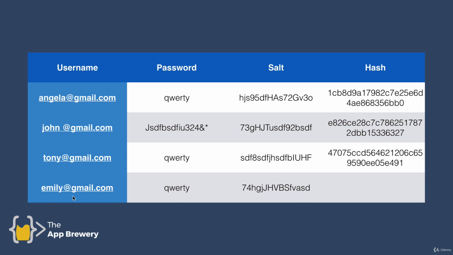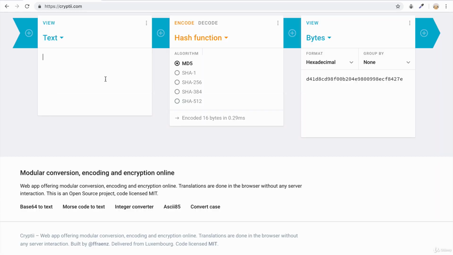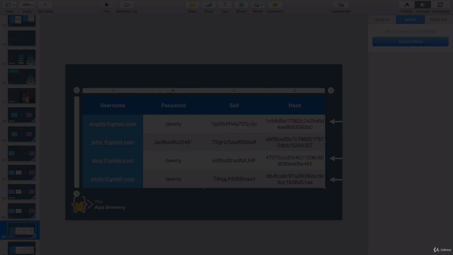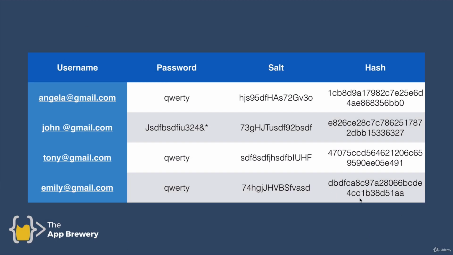So let's try and generate Emily's hash from her password. We know that her password is QWERTY, and we generate a random salt. So then let's go ahead and put in her password, QWERTY, and then we append at the end that random salt that we generated, and we end up with a hash. Now, this hash, however, is not the same as Tony's hash or Angela's hash because the salt is different each time.